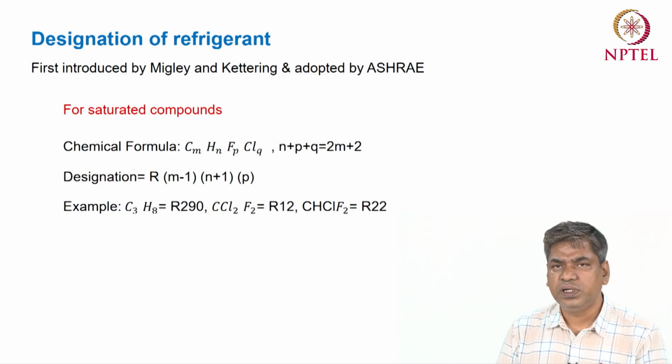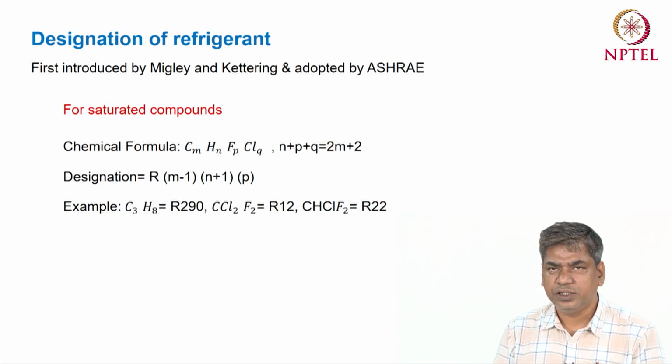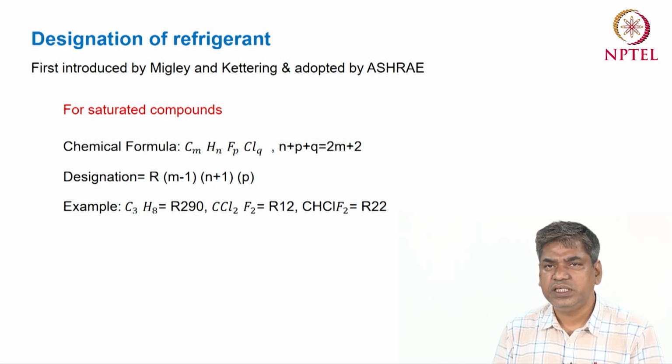For example, C3H8 is propane. In the case of propane, m is equal to 3 and n is equal to 8. So R, then m minus 1 is 2, n plus 1 is 9, and p is equal to 0. So R290 is the designation of propane.